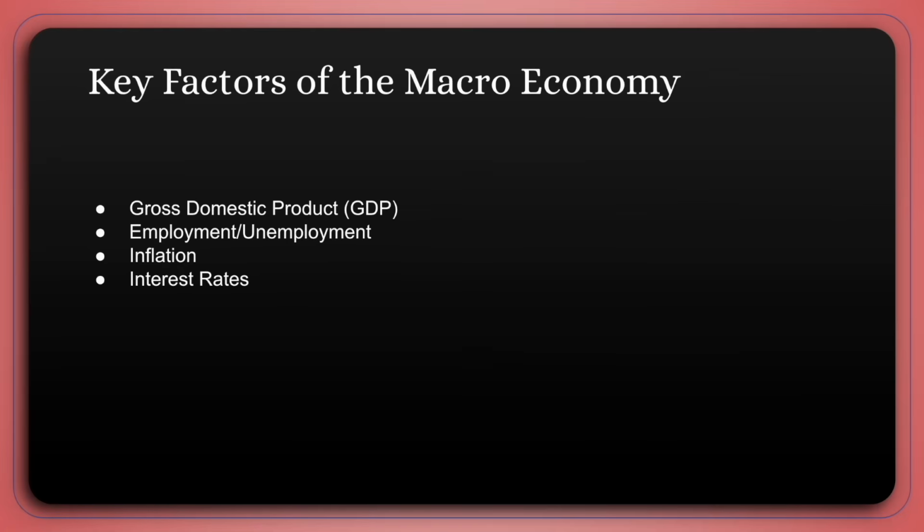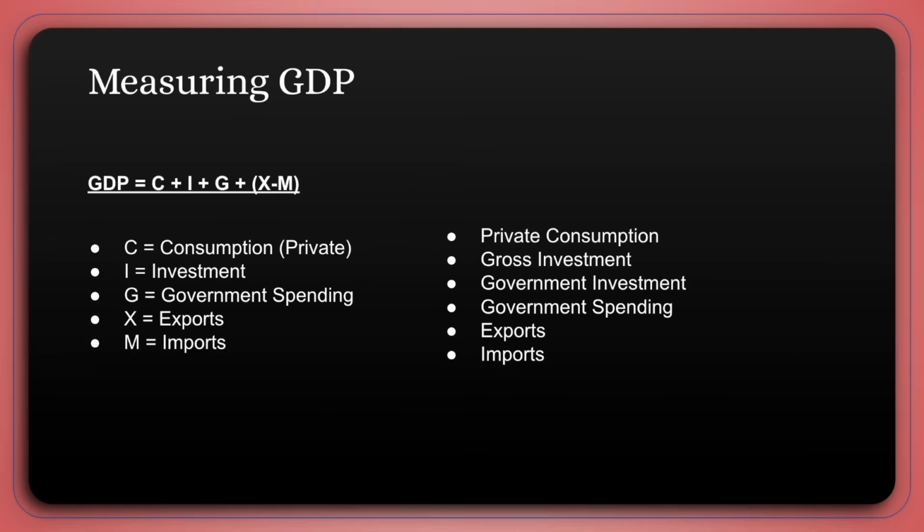Okay, so the key factors of the macroeconomy that we'll be touching upon: GDP, or gross domestic product, employment/unemployment, inflation, and interest rates, which we've already discussed. So first, what is GDP? GDP, or the gross domestic product of a nation, represents the total cost of goods being sold in that country in a period, typically 1 year. So GDP is calculated as consumer spending, which is C, investments made, which is I, government spending, which is G, and the difference between exports and imports, which is represented as X minus M.